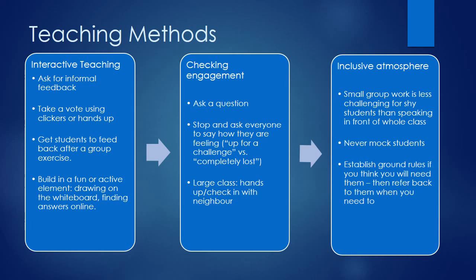You can also check engagement with students. You can build in things in your teaching methods. So you can ask a question, see how people answer. You can stop and ask everyone how they're feeling. So you can say, are you up for a challenge, or are you completely lost? Hands up if you're one, or hands up if you're the other, and just directly asking, are you engaged? Because students can be surprisingly willing to say, oh, I'm not engaged, and here's what I need for me to be engaged, and that's really useful.